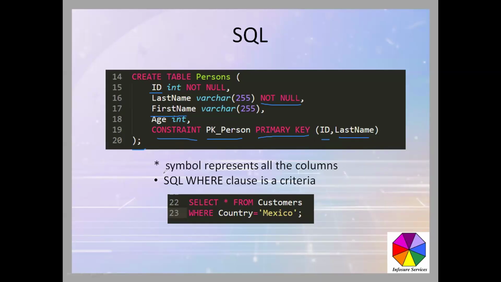The star symbol represents all columns. That's for SQL. So here is a select statement with a where clause as a criteria. Select star from customers where country is equal to Mexico. This is a string, country equal to Mexico. This is where criteria 1, semicolon. Star refers to all the columns of this table. So like that.